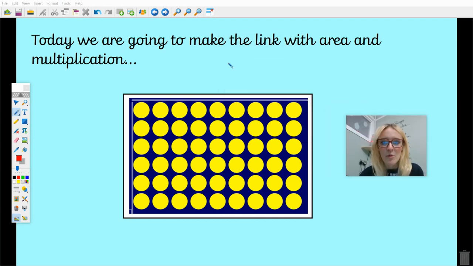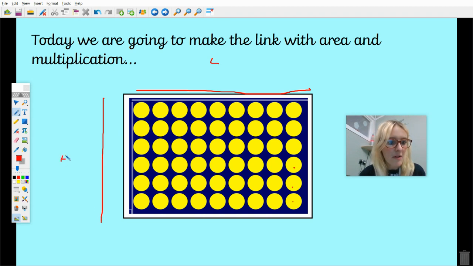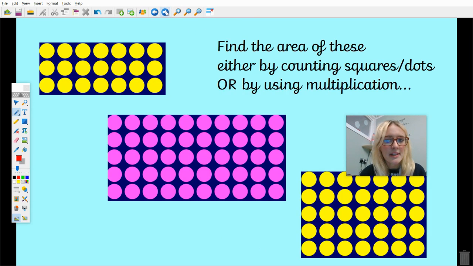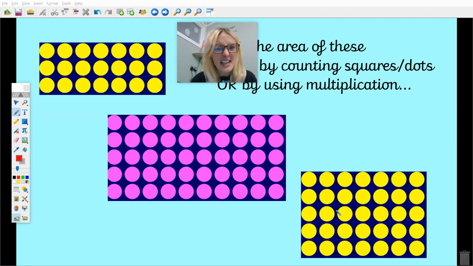So we are making the link with area and multiplication. We're having the rectangle, and instead of counting squares, you can count all of the circles today. If you want an easy job, you can just count all the circles. Or you can count the top row, which is the length, and you can count the height as well and multiply them by each other. Length times height is going to get you your area. Okay, I would like you to pause the screen and just have a go at these three, and we'll do them together. Pause the screen and do these three.